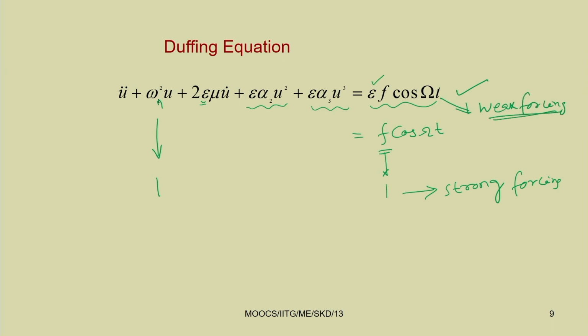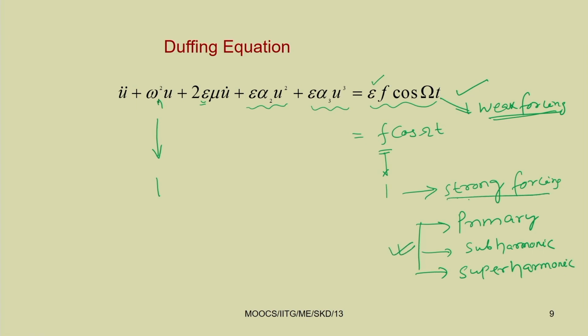Later we will see that when the forcing is very strong, we can have what I already told you, the primary resonance condition. Then we may have the secondary resonance conditions like subharmonic and superharmonic resonance conditions. All these types of resonance conditions we will see. Initially we will see the free vibration, that is, when f equals 0.